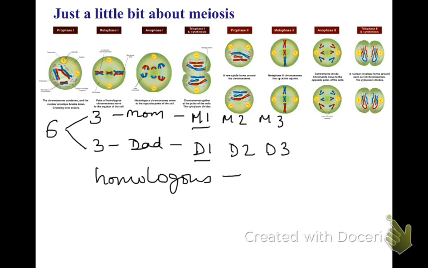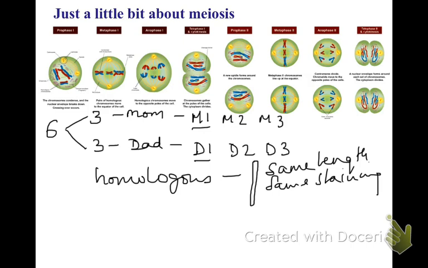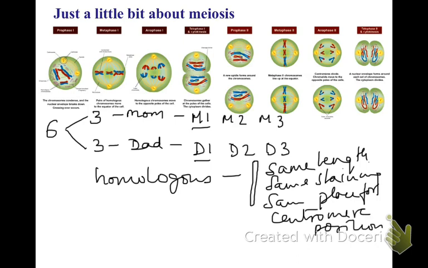Which means these chromosomes will have the same length, same staining pattern, same place for the centromere's position, and will have genes for the same qualities.